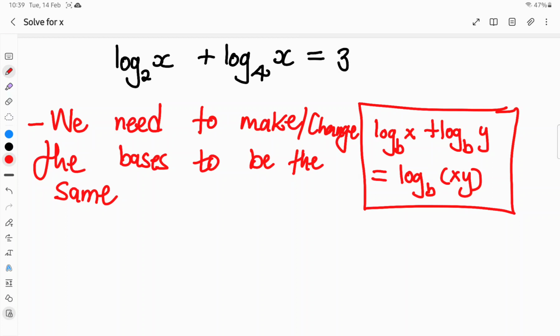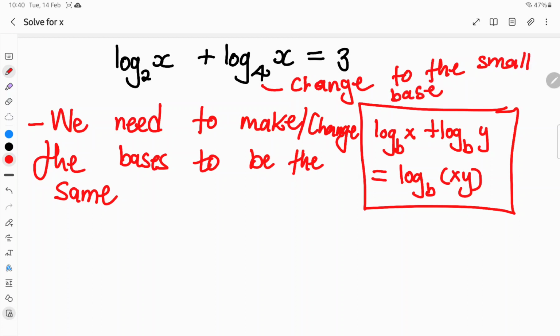Now, we always want to try to change the bases to the smaller base. So we're going to try to change this one to the small base. That's another important tip that I can give you in applying the change of bases law.